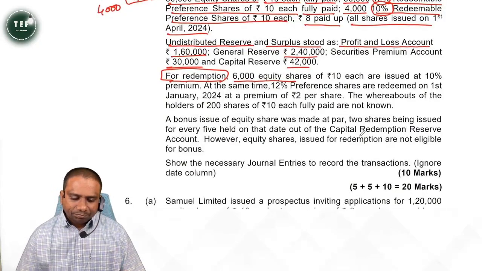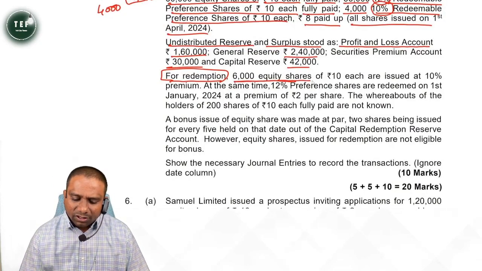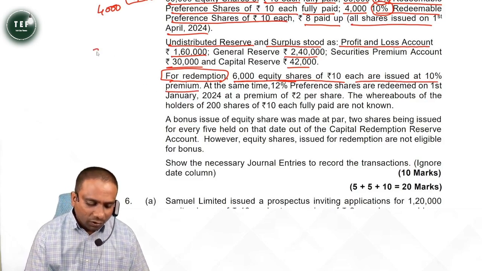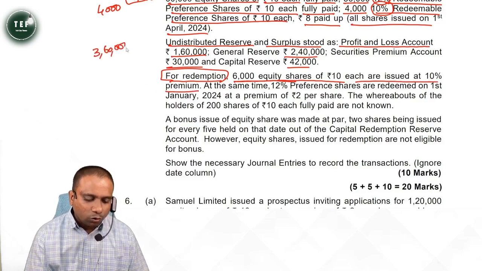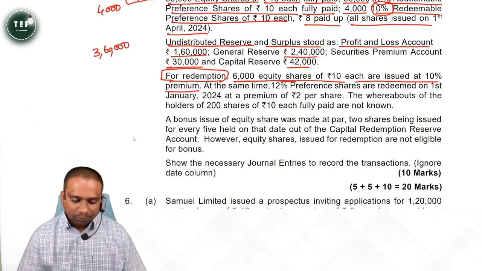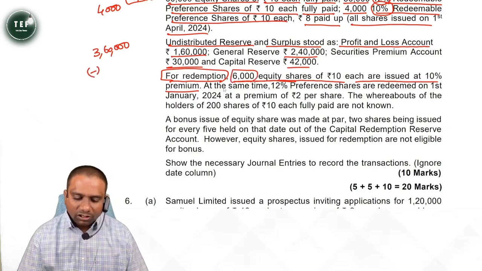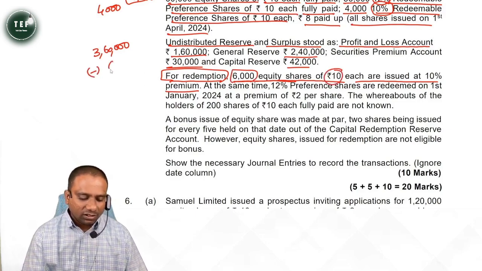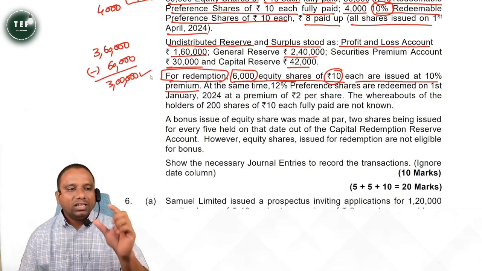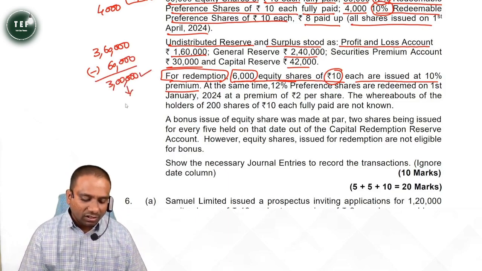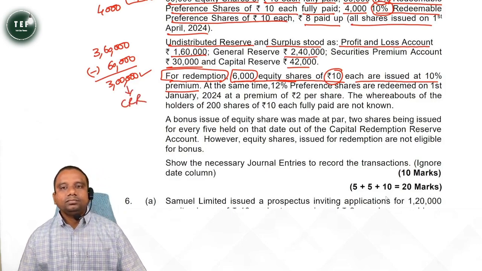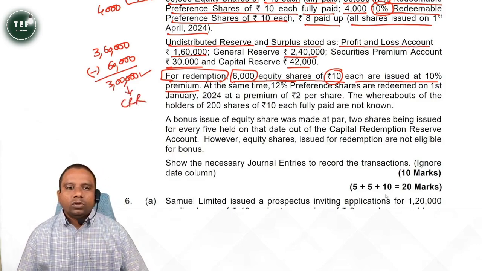Next, look at this. For redemption, 6,000 fresh shares of 10 each are issued at a 10% premium. In total we have to redeem 3,60,000 rupees of capital, minus the fresh shares you are issuing, 60,000 face value. So how much capital is replaced? 60,000. How much capital should we replace now? 3 lakhs. So for 3 lakh rupees you create the CRR. This is an important point in this problem.